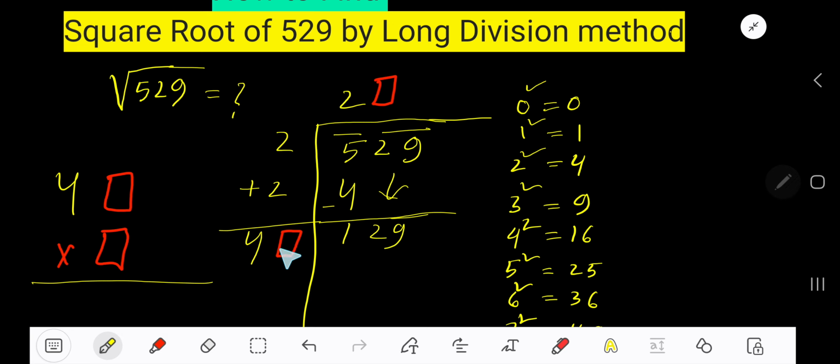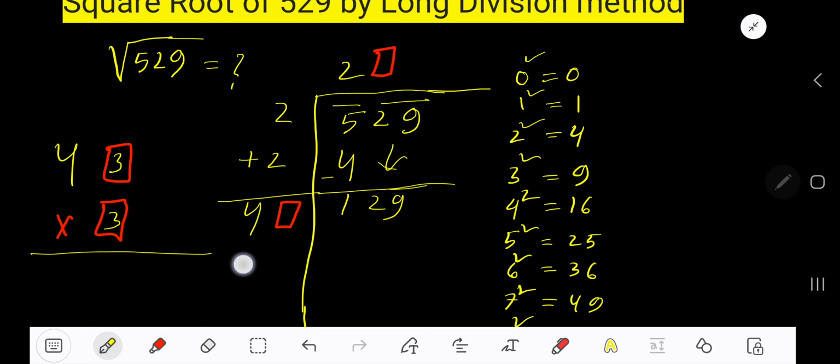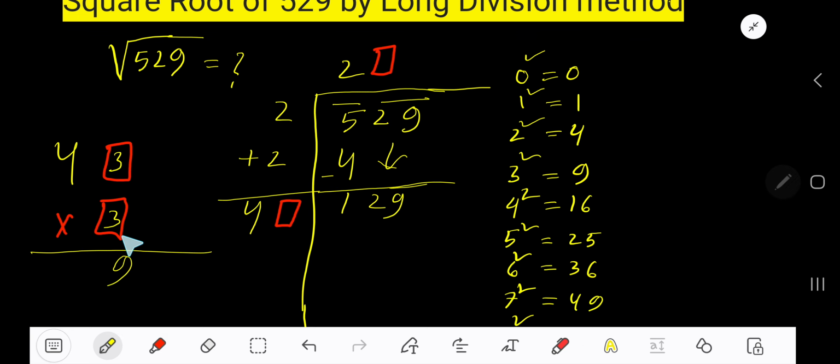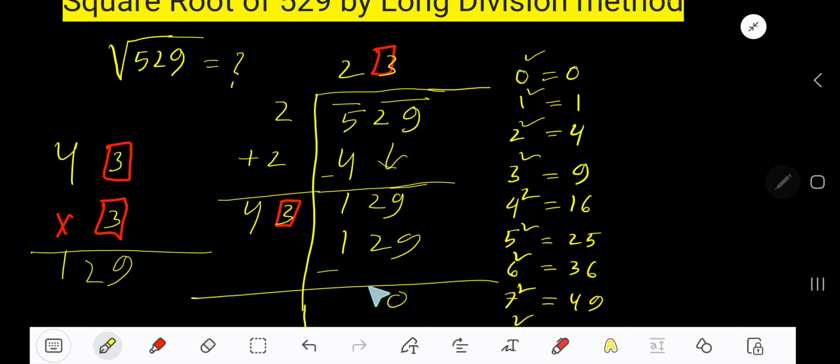Consider here a number. Let's say I am placing here 3. So 3 times 3, 9, and 3 times 4, 12. 129, which is equal to this. That is, if I place here 3, this 3 must come here. Then 3 times 43 gives you 129. Subtract, you get 0. As your remainder is 0, you are done.